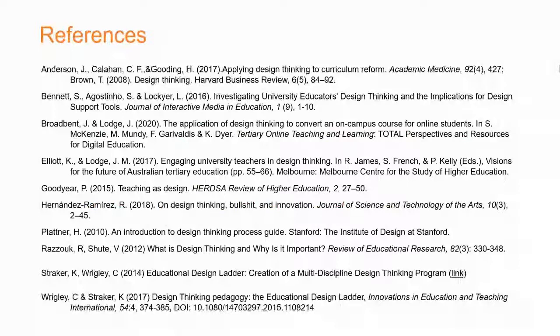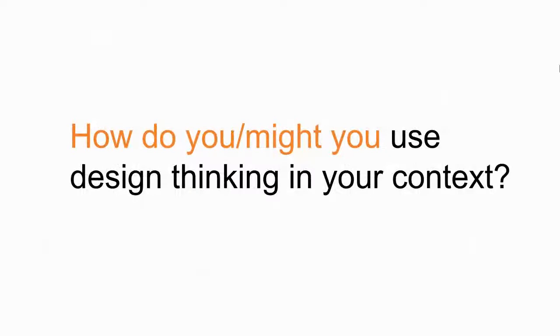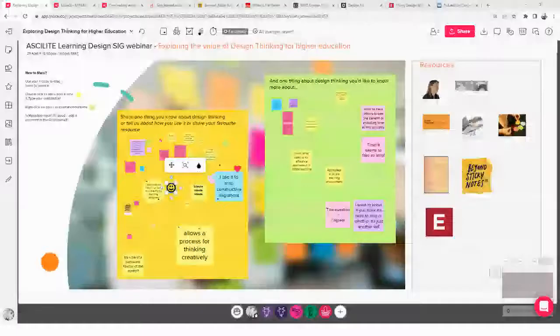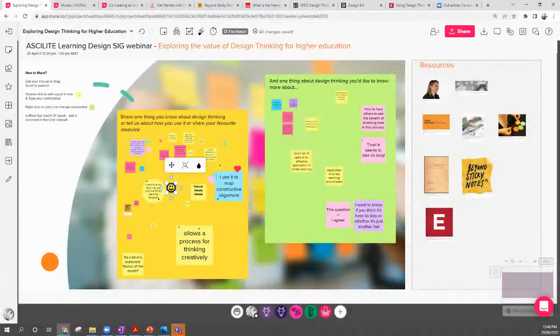Here's the beautiful reference list that Susie mentioned, some of the things that we've been reading about as we evolve this, and there's a lot of work in this space. So I think at this point it's over to everybody else. How might you use design thinking in your context? I'll stop sharing this, or I can go back to share our mural board and put some of those questions up. But yes, that's our journey.